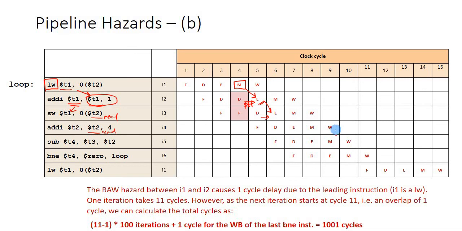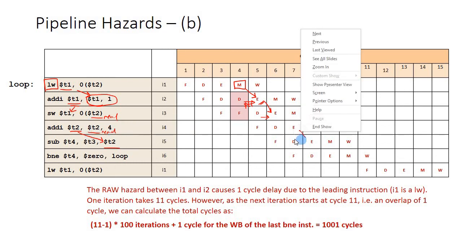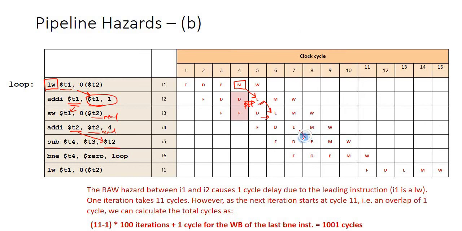But from I4 to I5, you can see that T2 is needed as a source and T2 is updated in instruction 4. So in this case, I4 is doing an ALU operation, so the result from the exe stage can be forwarded to the exe stage of I5.